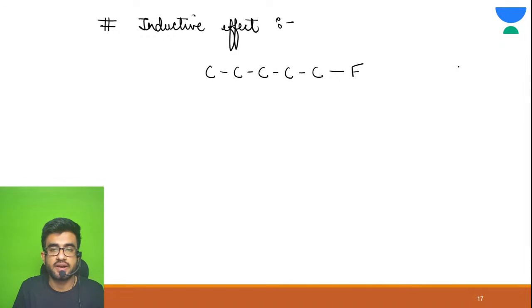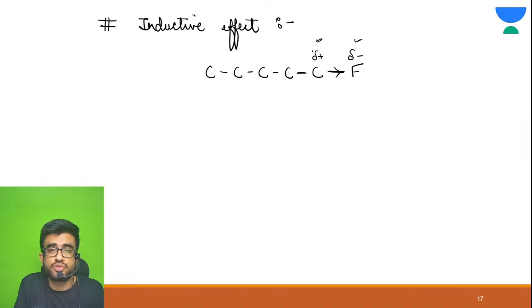Now, inductive effect. This is a carbon chain, and I have applied fluorine at the corner of it. Fluorine has high electronegativity. It is very powerful, so the shared pair of electrons is tilted towards fluorine. So fluorine acquires a slight negative charge, del negative. This carbon must then have del positive, because the electrons are shifted away from it.